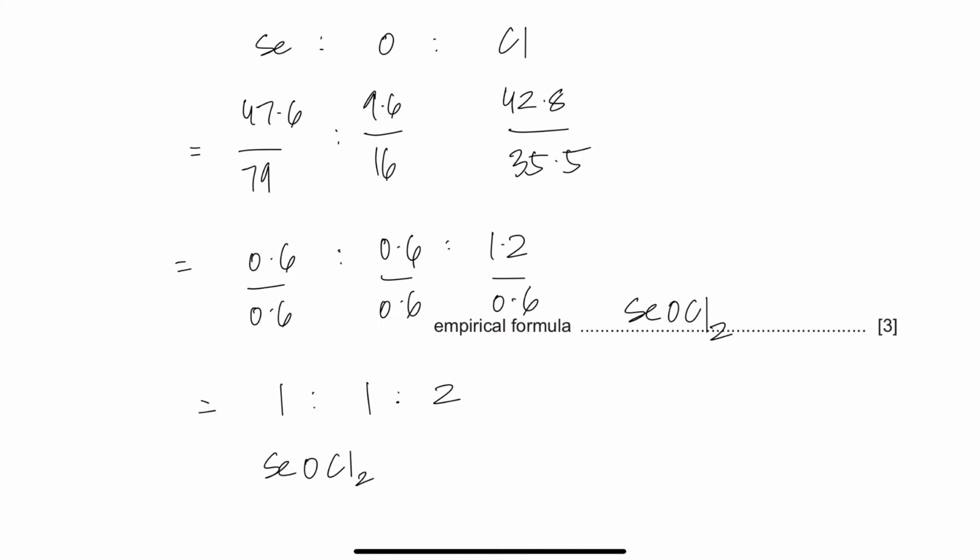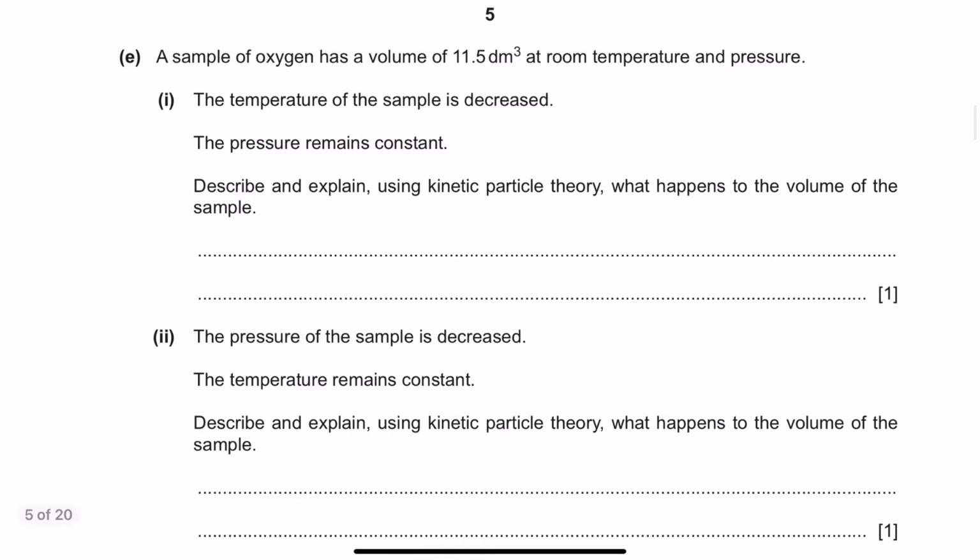Like, how easy is this stuff? Moving on, it says a sample of oxygen has a volume of 11.5 decimeter cube at room temperature and pressure. The temperature of the sample is decreased. The pressure remains constant. Describe and explain using the kinetic particle theory what happens to the volume of the sample.